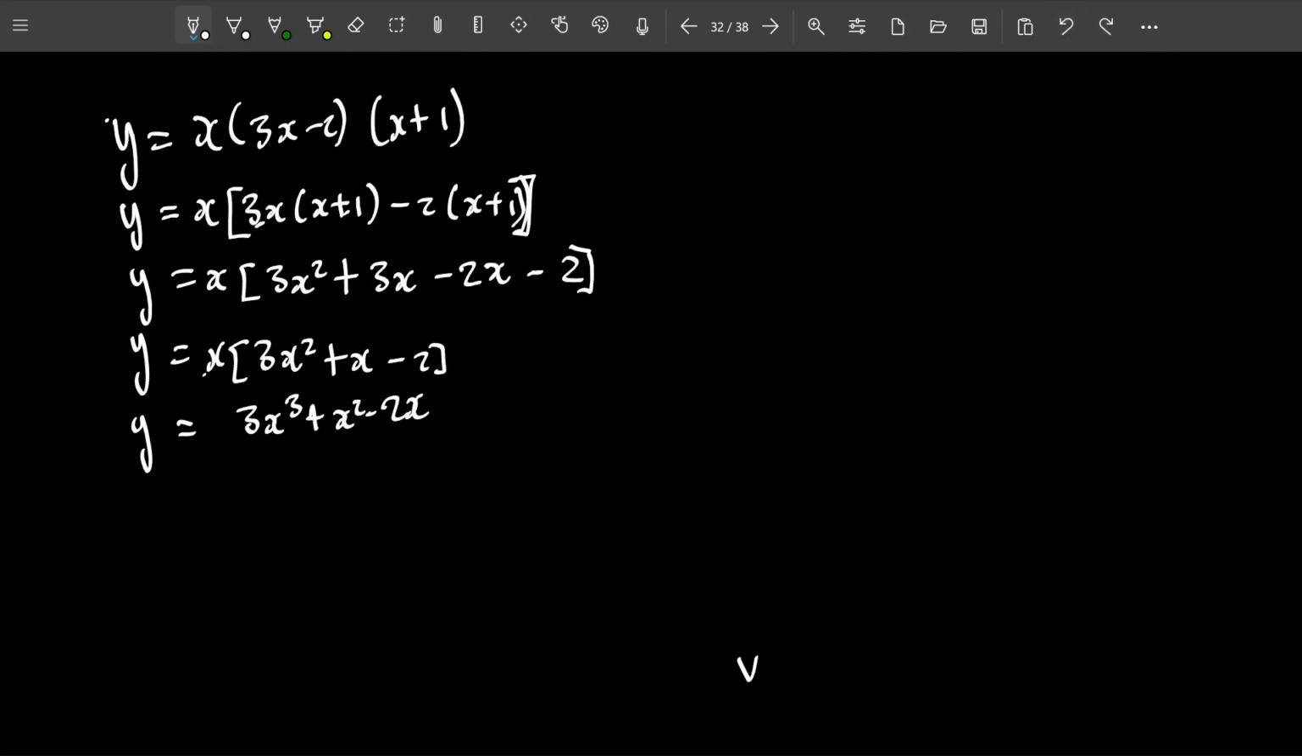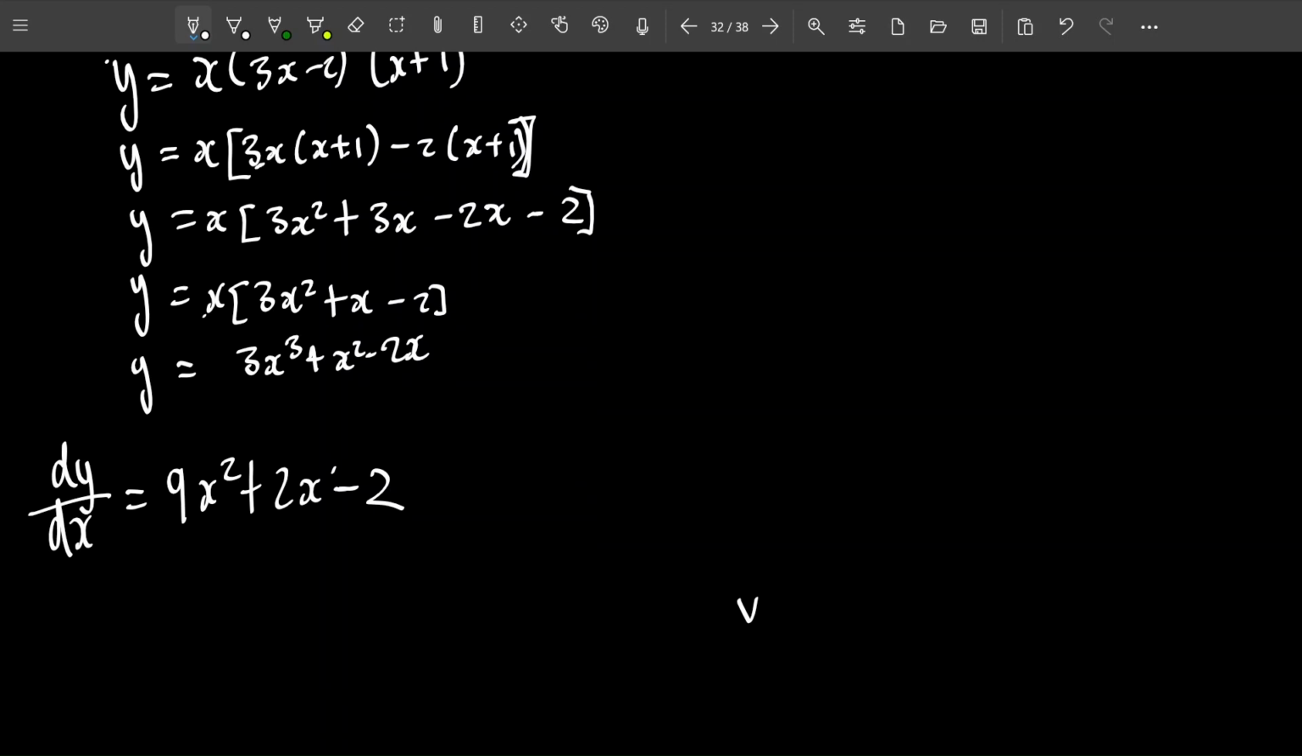Now obviously we can find the derivative. We can now say that dy/dx will be 3 times 3, which is 9x squared, plus the power comes down, 2x to the 1, and then minus 2x will just become minus 2. We've talked about this before. Now that we have our dy/dx like that, they want the gradient.